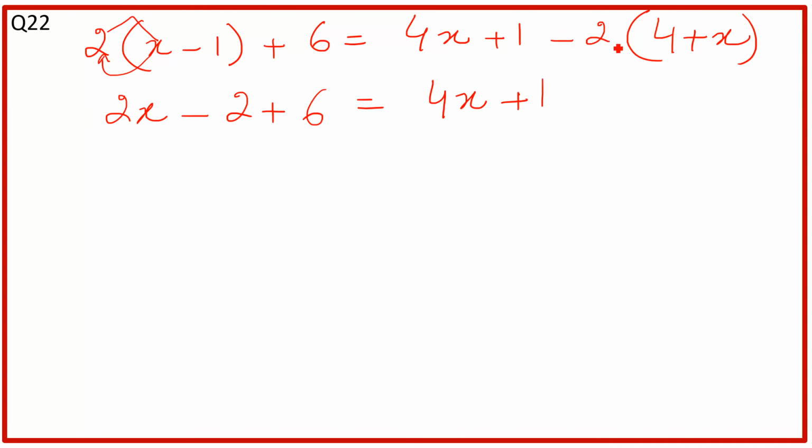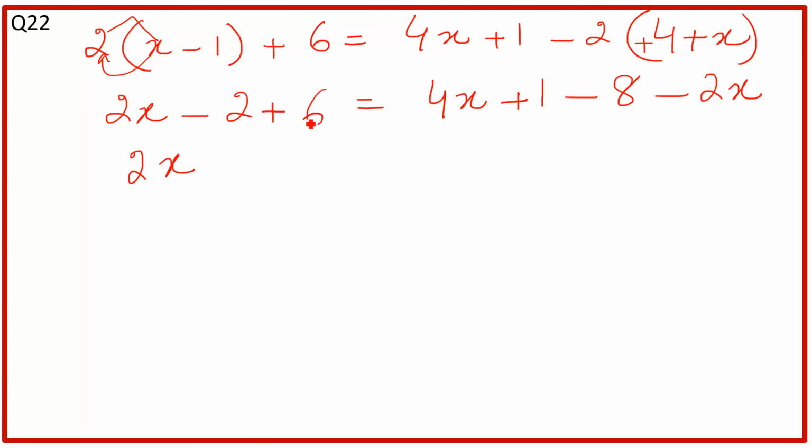See, this is negative 2. As I have told you before, if you have a negative sign, then all the signs inside the parenthesis will change. So it is negative 2, and this is positive. If there is no sign, it means it is positive. Negative 2 times 4 is negative 8, and negative 2x. So this 2x will remain the same on the left hand side.